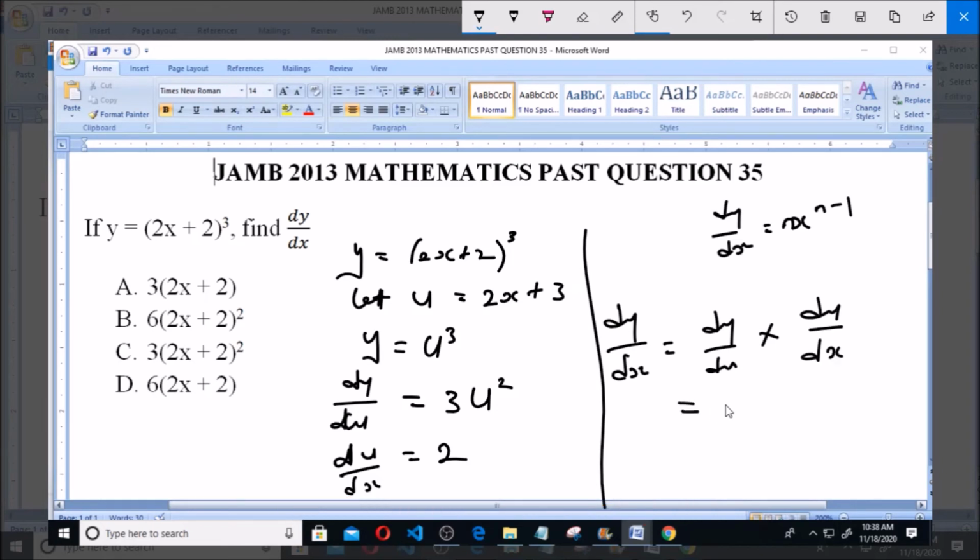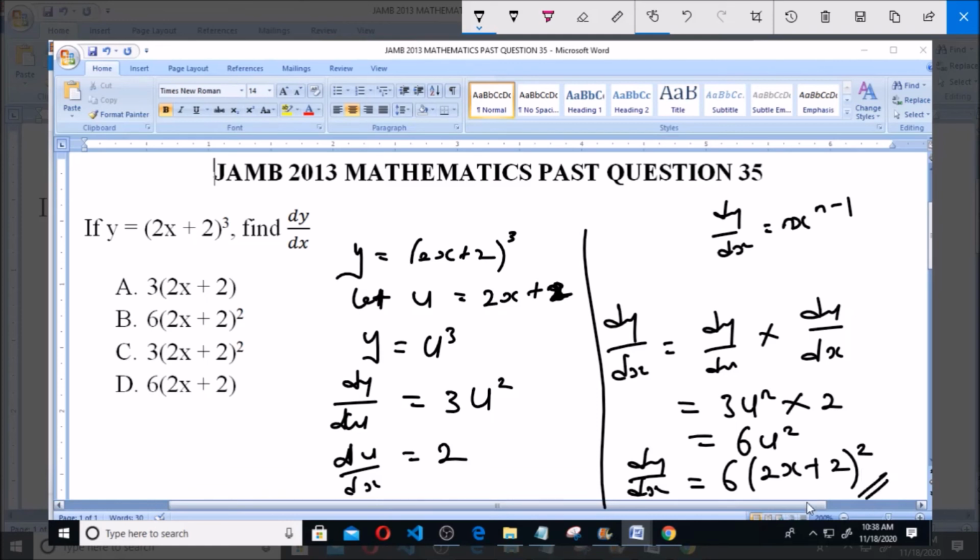3u squared multiplied by 2, and that is equals to 6u squared. Now since u is equals to 2x plus 3, that means dy/dx is equals to 6 times (2x plus 3) raised to the power of 2, and that is option B. So option B is the right answer to this question.